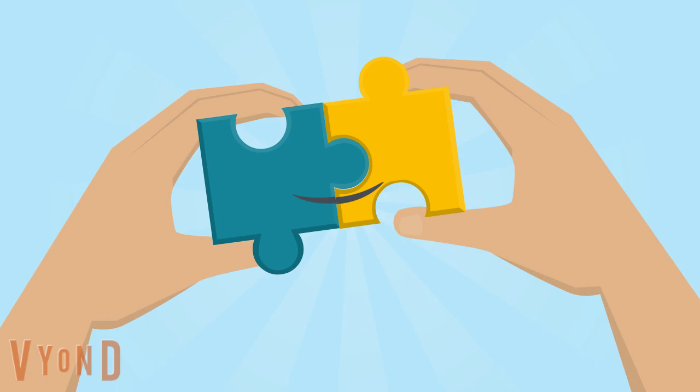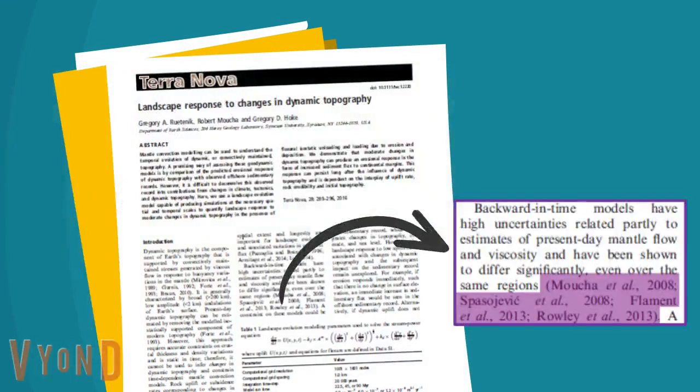There are two components to referencing: in-text referencing, and the reference list. In-text referencing refers to citing your sources within the text or document itself. Take this journal article, for example.